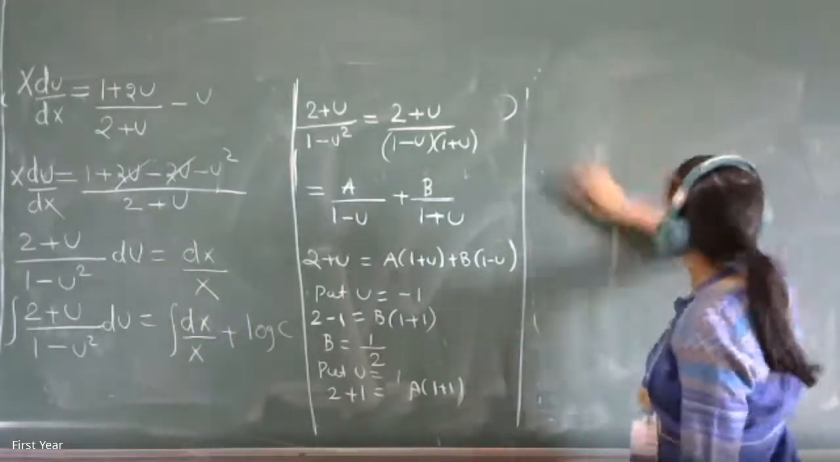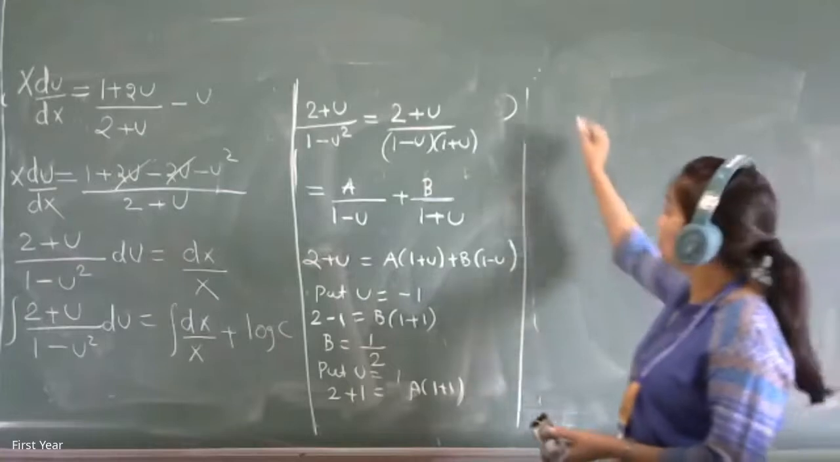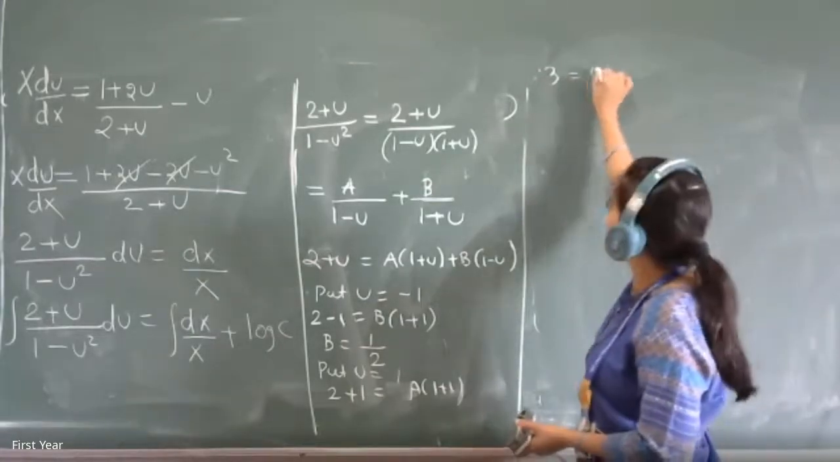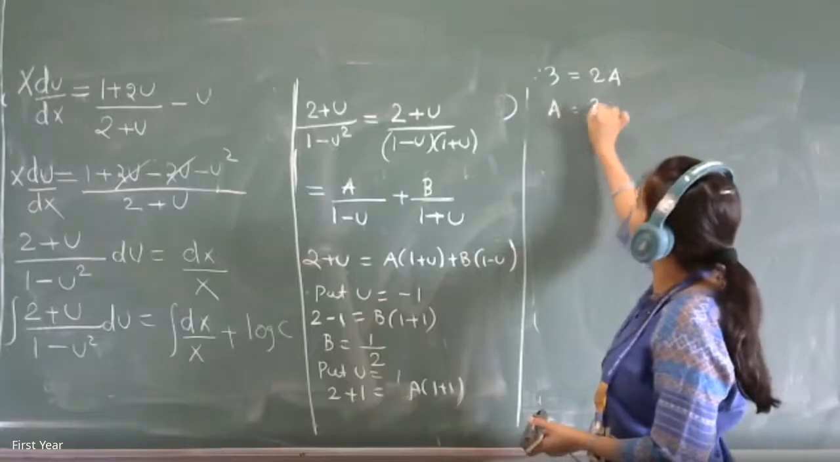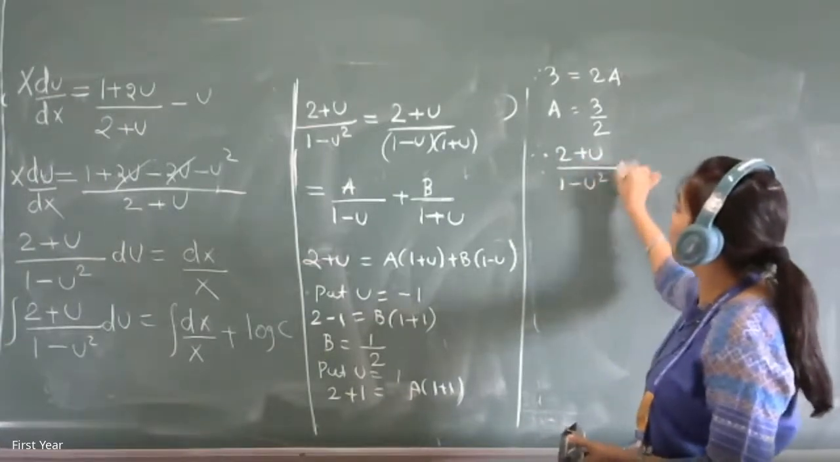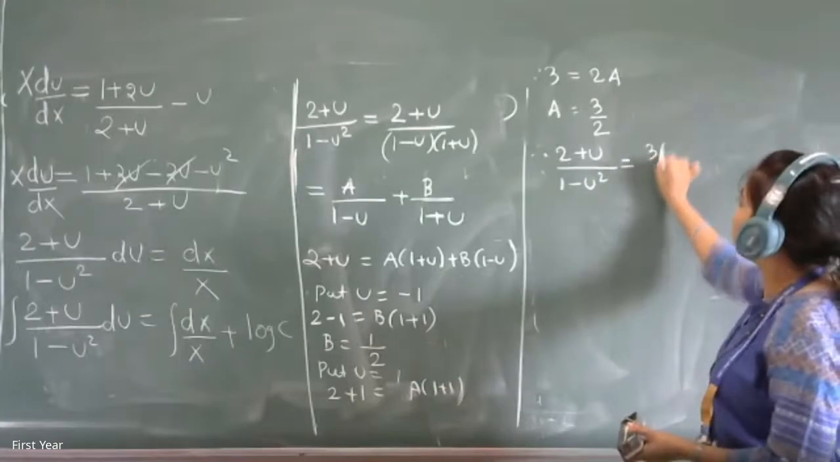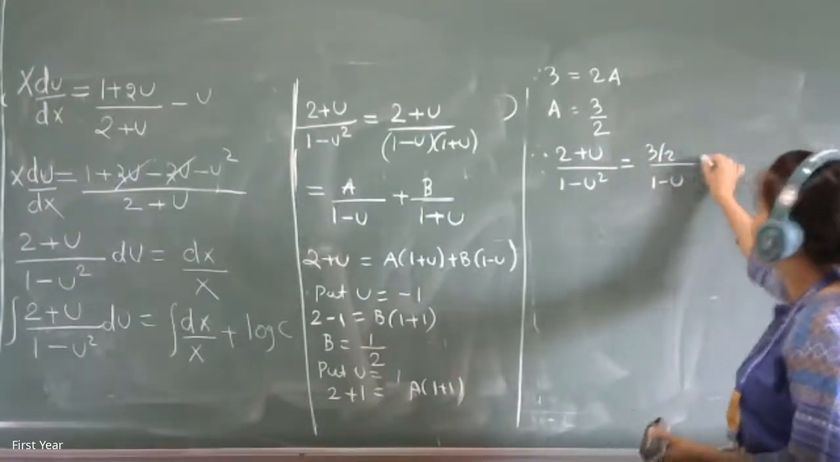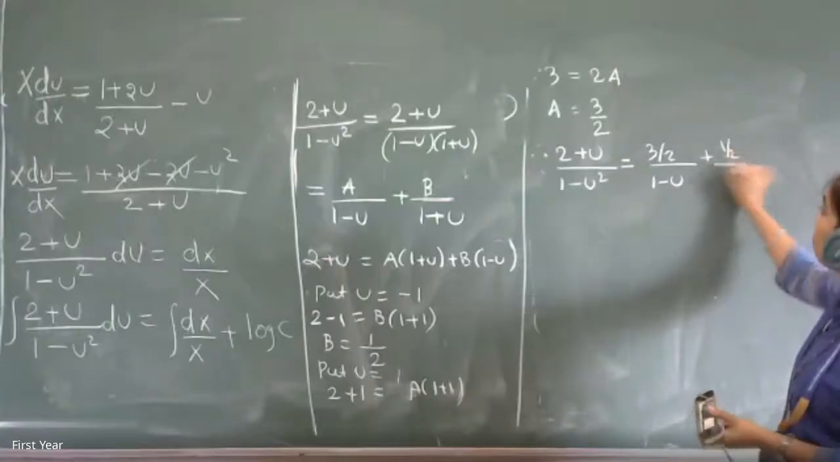Please write it down along with this simultaneously, then only it is possible to understand. So we got 3 is equal to 2a and therefore a is equal to 3 by 2. So we got the value of a and b, and therefore your expression, which was 2 plus u upon 1 minus u square, is now becoming 3 by 2 upon 1 minus u plus 1 by 2 upon 1 plus u.